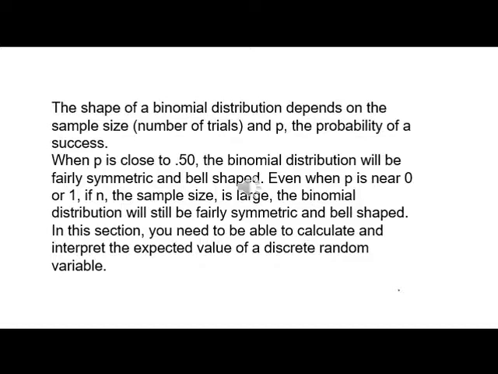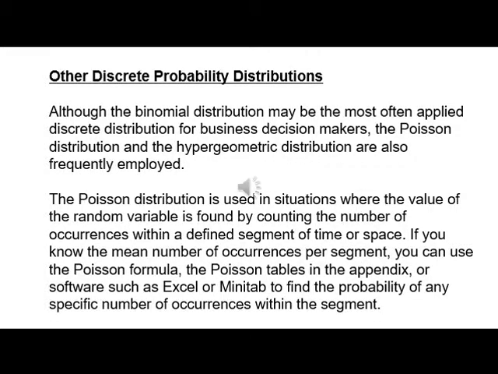Other discrete probability distributions. Although the binomial distribution may be the most often applied discrete distribution for business decision makers, the Poisson distribution and the hypergeometric distribution are also frequently employed. The Poisson distribution is used in situations where the value of the random variable is found by counting the number of occurrences within a defined segment of time or space. If you know the mean number of occurrences per segment, you can use the Poisson formula, the Poisson tables in the appendix, or software such as Excel or Minitab to find the probability of any specific number of occurrences within the segment.